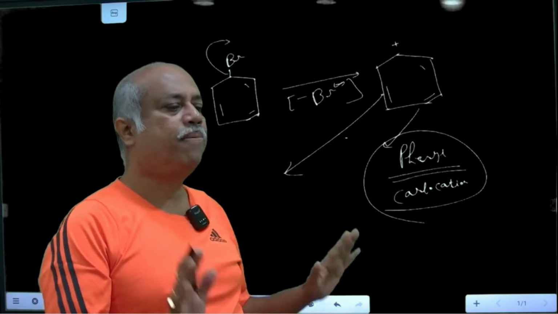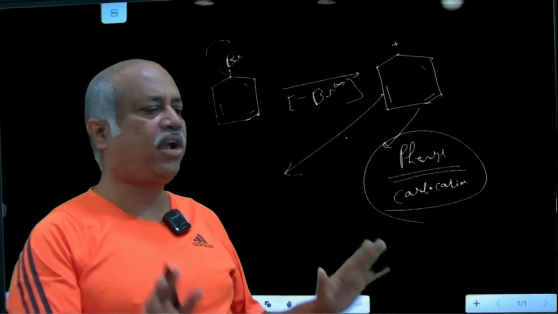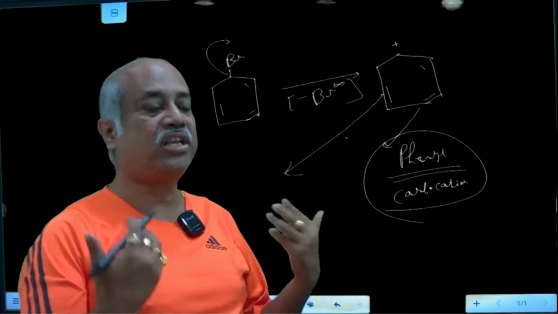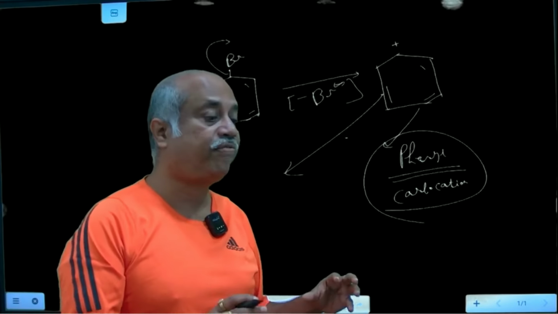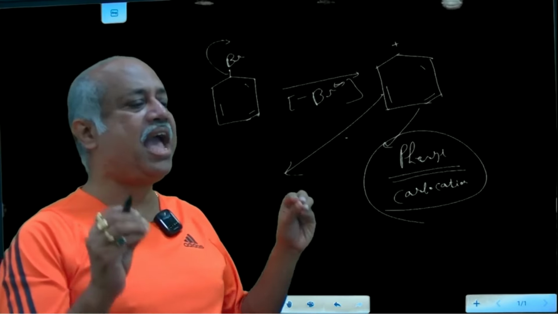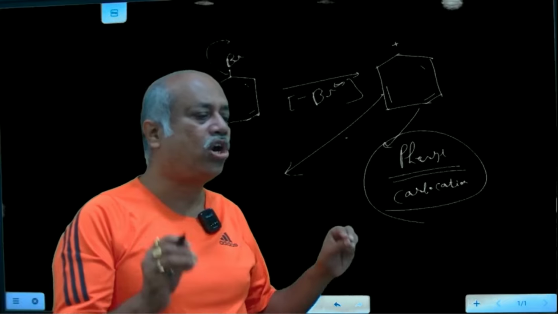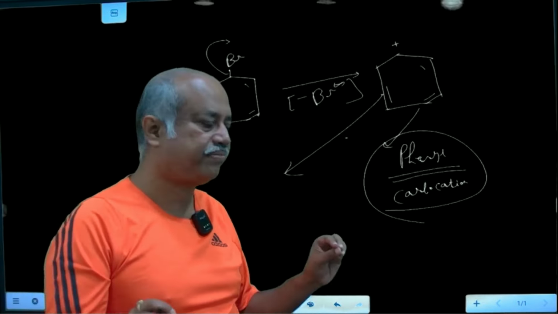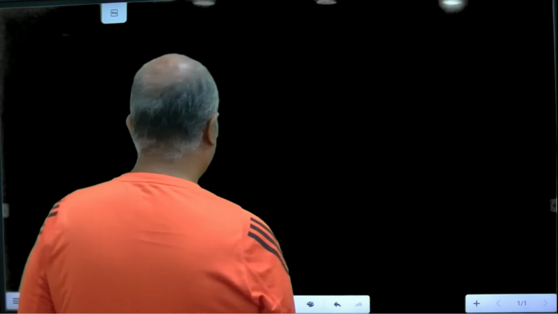That means bromobenzene reacts with aqueous KOH, there is no formation of phenol. Under some drastic condition, it will give phenol. That means any aryl halide cannot undergo direct nucleophilic substitution reaction. Next one.